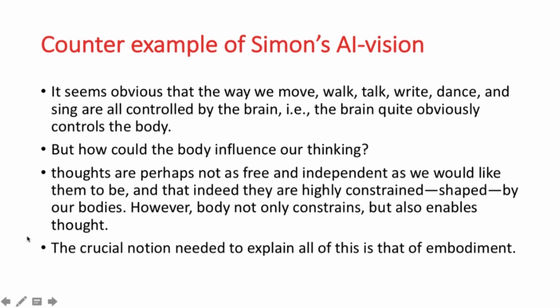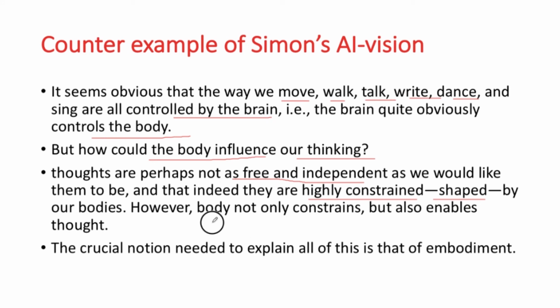Now there are counterexamples to Simon's kind of AI vision, because there is no place for the body in his vision. It seems all right that when we move, we walk, we talk, we write, we dance, all these things are controlled by the brain. So that's fine, the brain quite obviously controls the body. But the question is, how could the body influence our thinking? It's something very important, because perhaps our thoughts are not as free and independent as we'd like them to be. They are indeed highly constrained, shaped by our bodies.